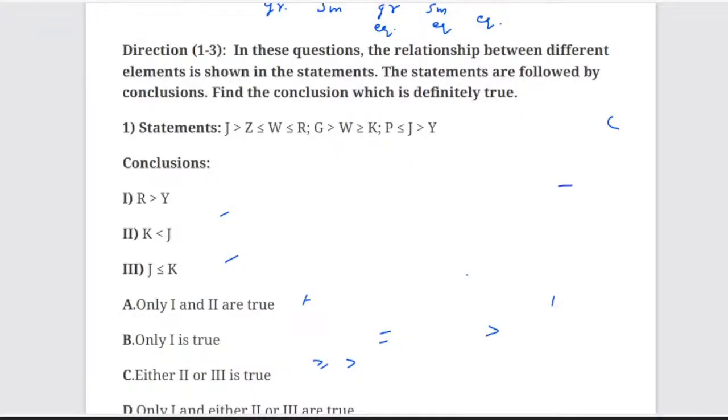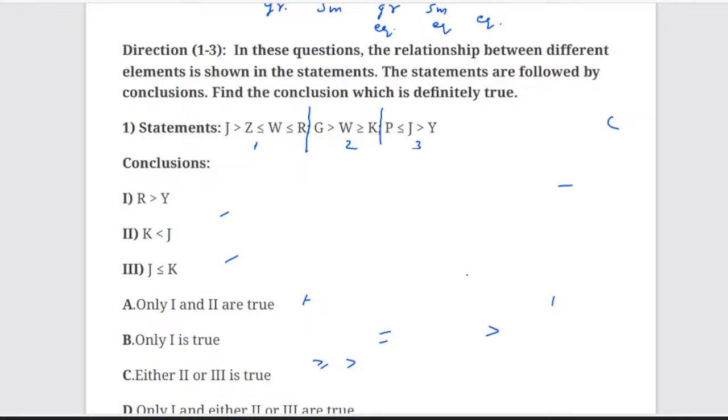Now, we have the first statement, the second statement, and the third statement. Right now we have a total of three statements. This is the first one, this is the second one, and this is the third one. Now, J is greater than Z, less than equal to W, and less than equal to R. Next, we have G is greater than W, greater than equal to K, and then we have P is less than equal to J and greater than Y.